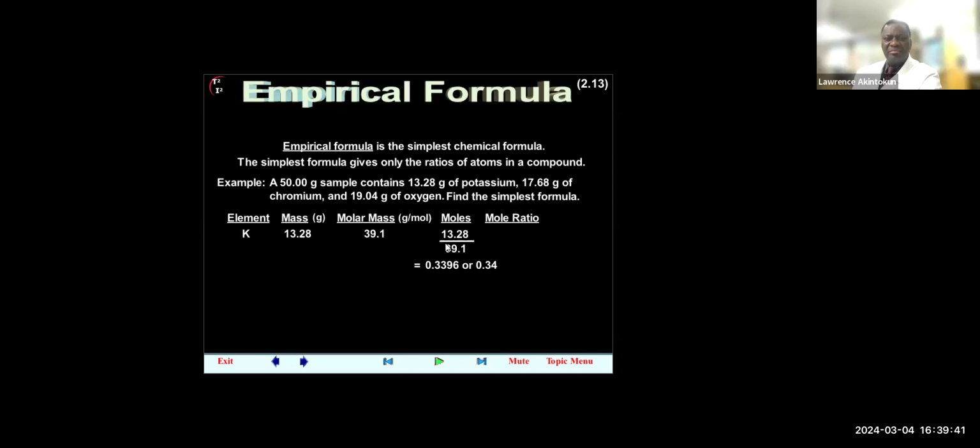We've done the mole before in the previous lesson. That is the mass given over the molar mass of that element. If you look at the question, the mass given for potassium is 13.28, and the atomic mass of potassium is 39.1. So that you get your mole of that substance in the sample. And it gives you 0.3396. Using our significant figures, you have 0.34.